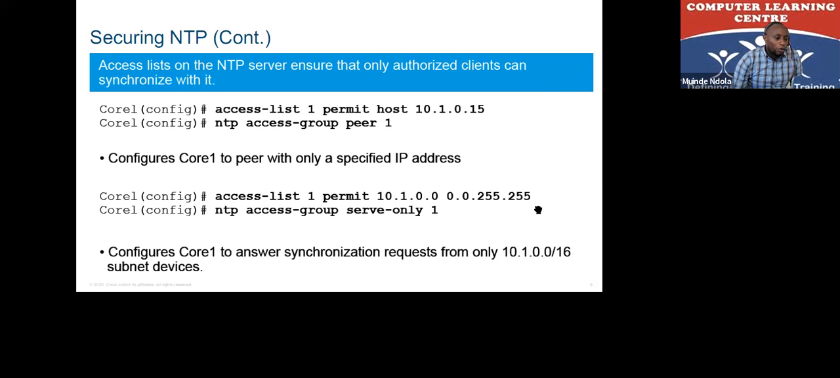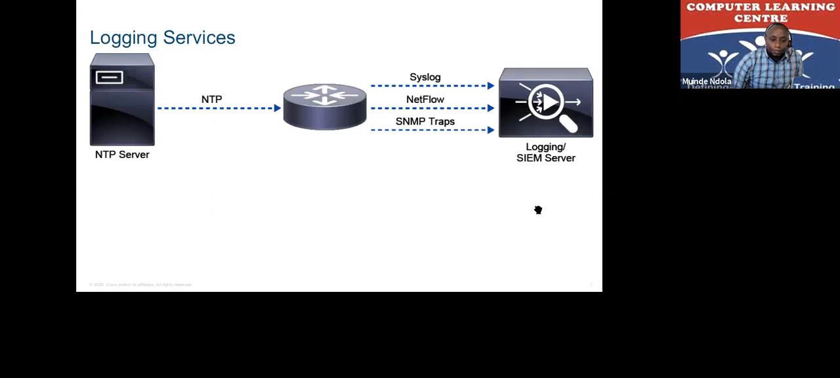Then now we have another one if you want to do a specific network. Also, you can do that. You can create an IP access-list 1 permit 10.1.0 and apply it with NTP access-group. When you apply the access list, it can be to server only. When you say server only, it means I am the NTP server, and I'm only going to allow NTP synchronization requests from the network 10.1.0.0/16. So in that case, you're limiting who can have access.